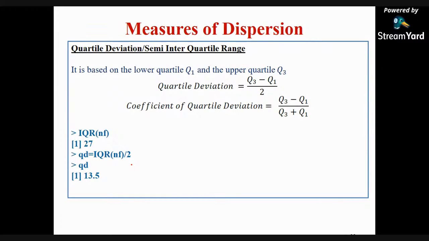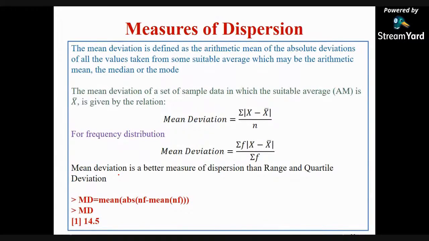Similarly, for quartile deviation or interquartile range, we have an inbuilt function, IQR. So you write IQR, and if you want the quartile deviation, it is IQR divided by 2. So you get the quartile deviation. Okay, I'm not going into much detail on this.